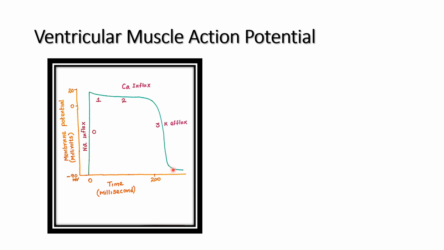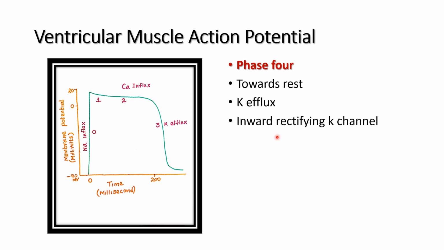Phase 4 is towards the resting state. It is mainly due to potassium efflux. The potassium efflux occurs through the inward rectifying potassium channel. So the inward rectifying potassium channel makes the potassium efflux.